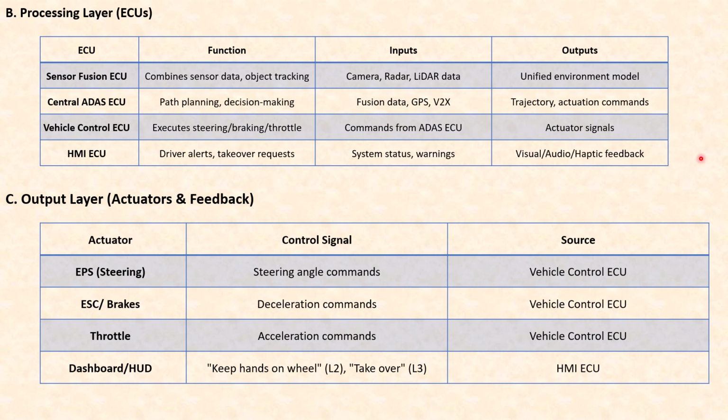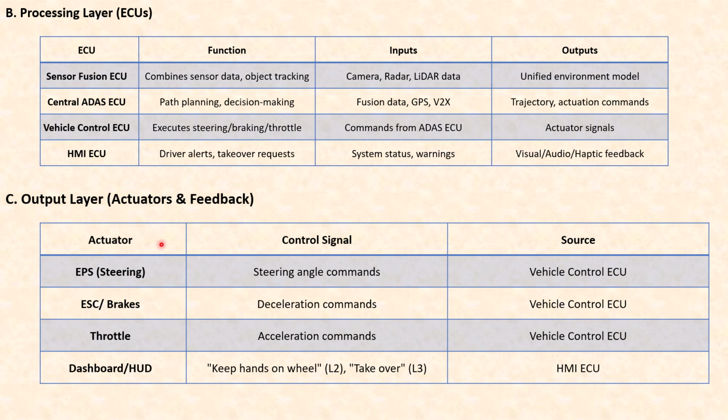For example, tightening of the seat belt or sudden jerk of the brake, all these things fall into the category of haptic feedback. Now coming to the output layer, I am talking about the actuator, the control signal and the source. These are the three categories we are going to discuss.